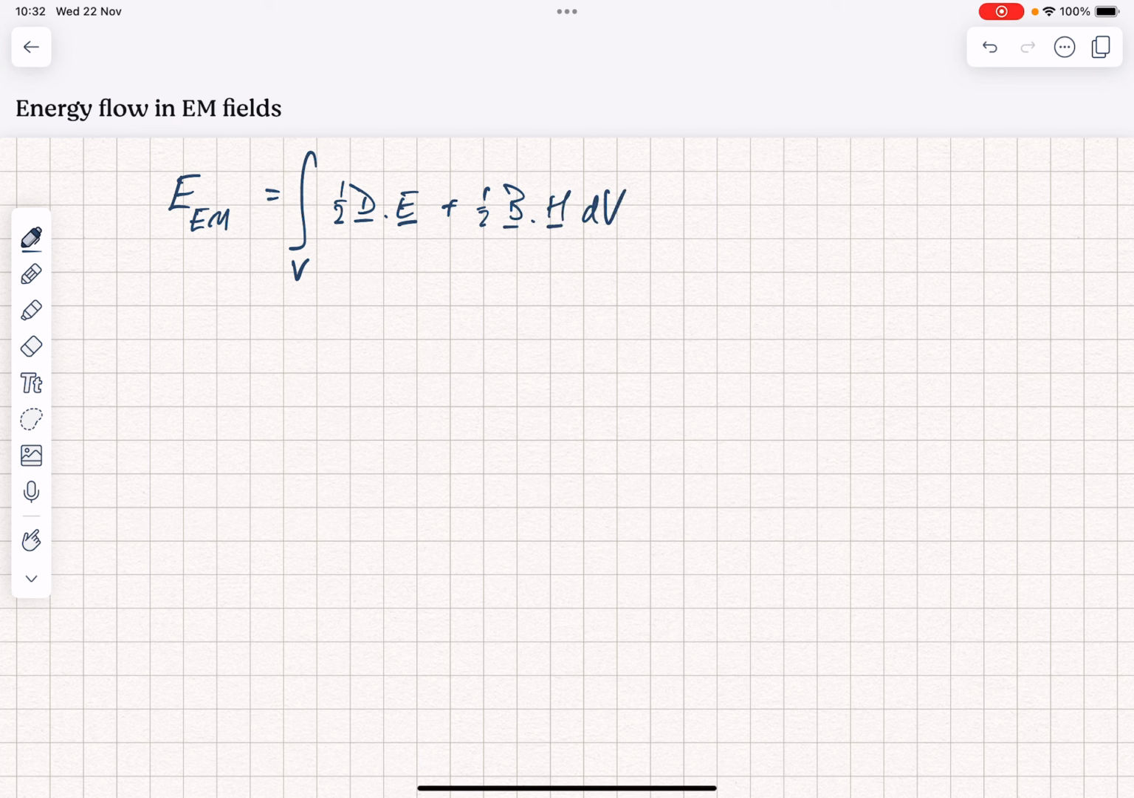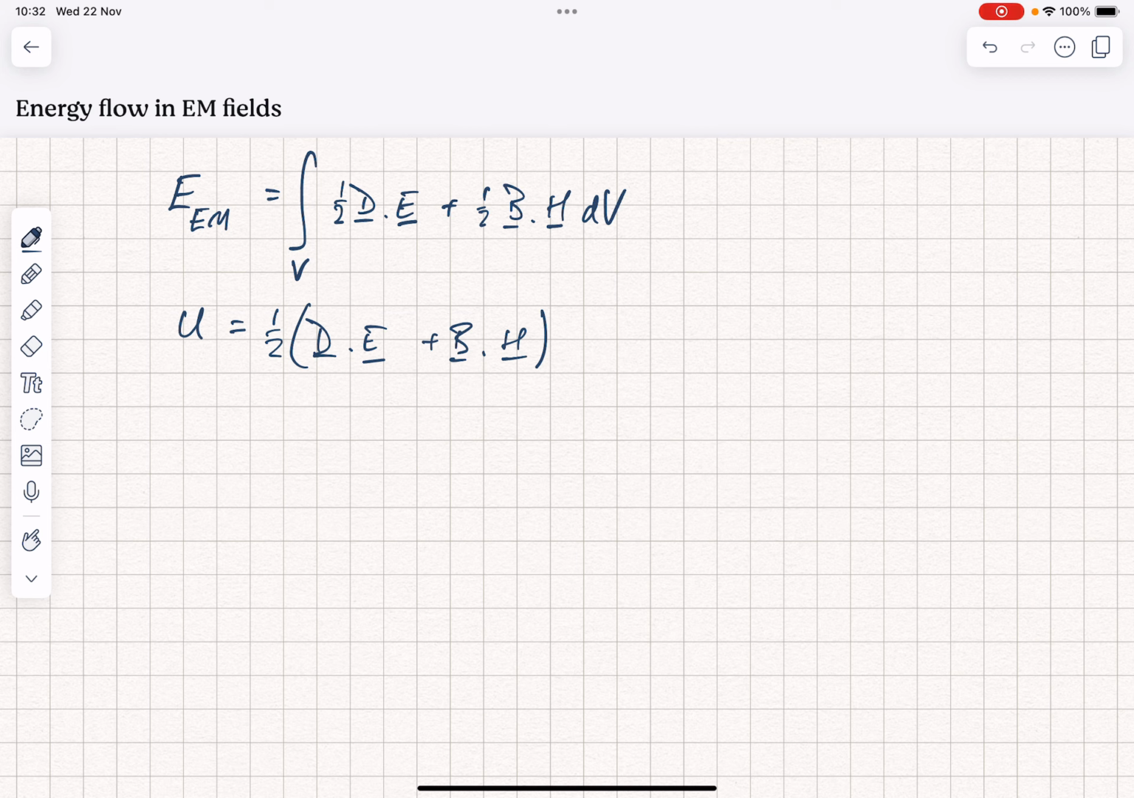We frequently then use a useful result: u, the energy density in the fields, is a half into D dot E plus B dot H. But you should note that there is a little bit of controversy over the whole question of where energy is stored. The total integral is perfectly reliable. Sometimes there are debates over exactly how we distribute things, but we're going to use that energy density because it's a very helpful and useful result, and it is at least perfectly reasonable.